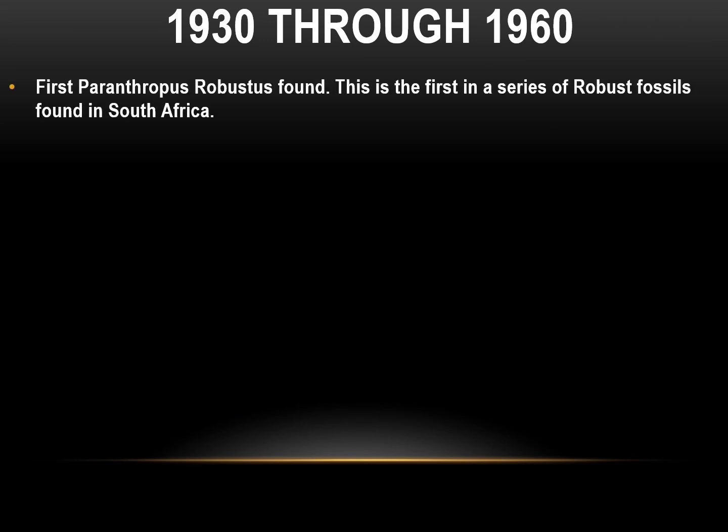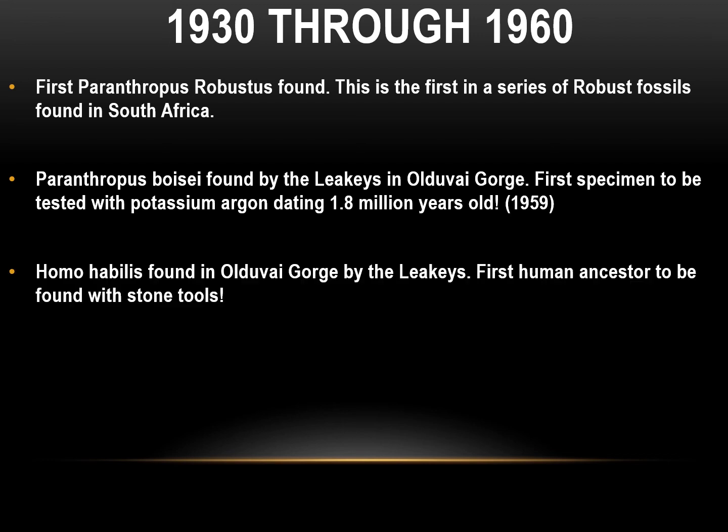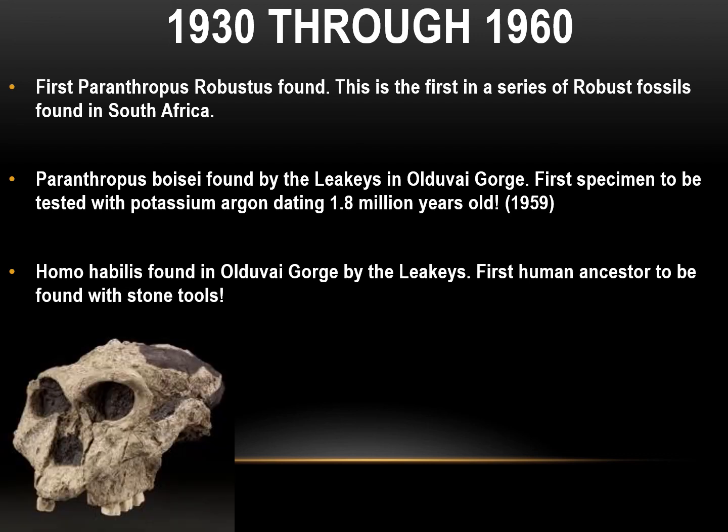And finally, if we look at the time period of 1930 through 1960, the first Paranthropus robustus was found. This is the first in a series of robust fossils that are found in South Africa. They originally named them Paranthropuses, but now we are comfortable calling them Australopithecines, right? We have Paranthropus boisei found by the Leakeys in Olduvai Gorge in East Africa. This is the first specimen to be tested with potassium-argon dating and dated to be about 1.8 million years old. We have Homo habilis being found in Olduvai Gorge by the Leakeys as well. This is the first human ancestor to be found with tools.